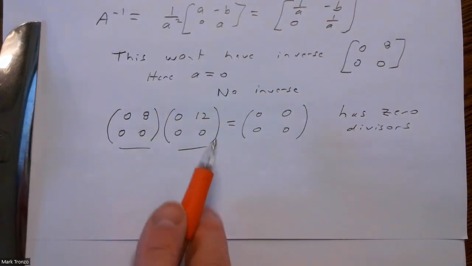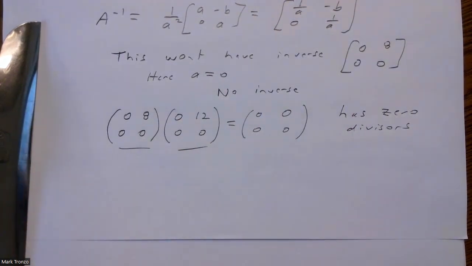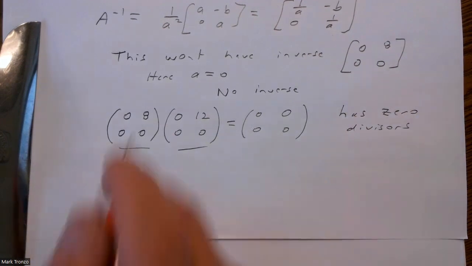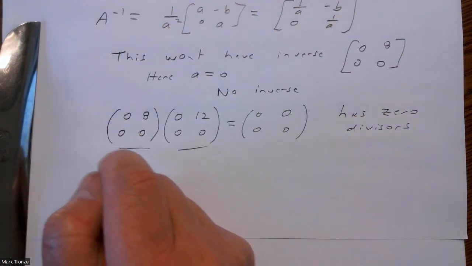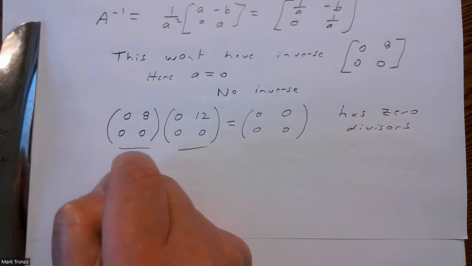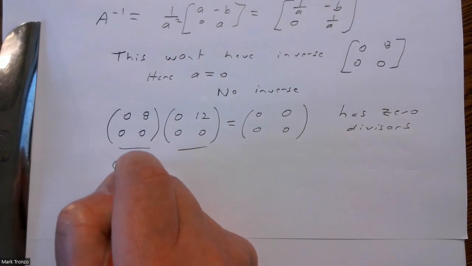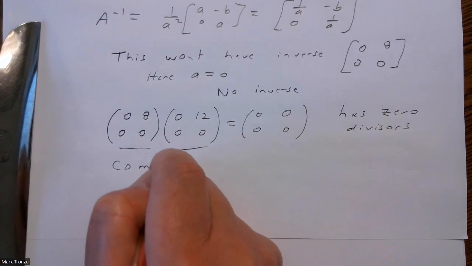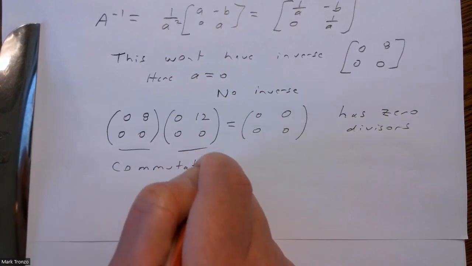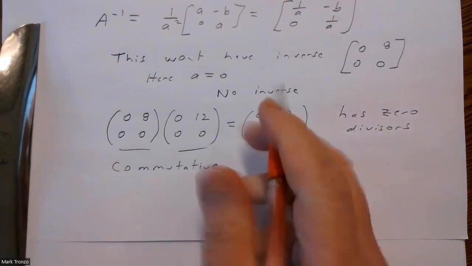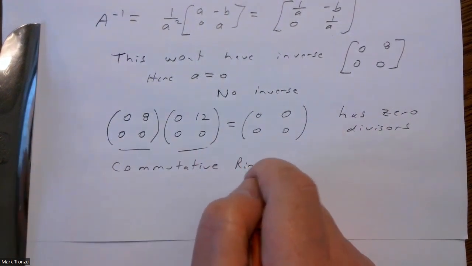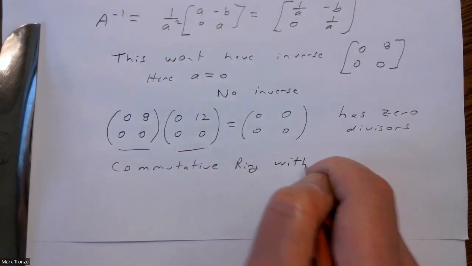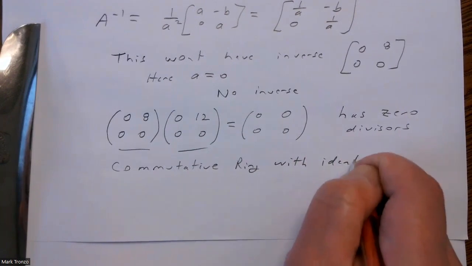So would we determine then that we have a commutative ring with identity?